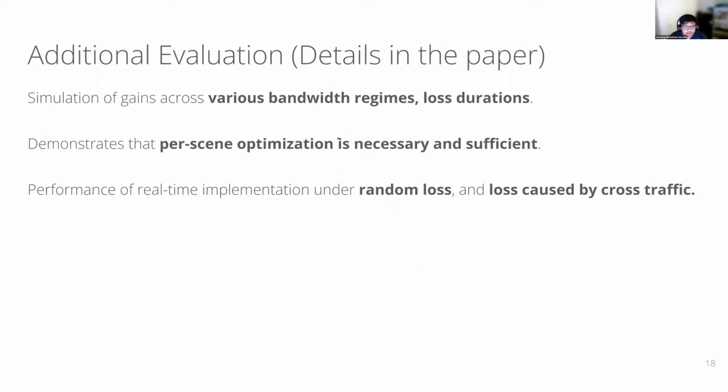In the paper, we have a lot of additional evaluation. We run simulated gains across different bandwidth regimes and loss durations. We demonstrate that per scene optimization is necessary and also sufficient. And we also evaluate the performance of an actual real-time implementation of Prism under random loss and loss caused by cross-traffic.